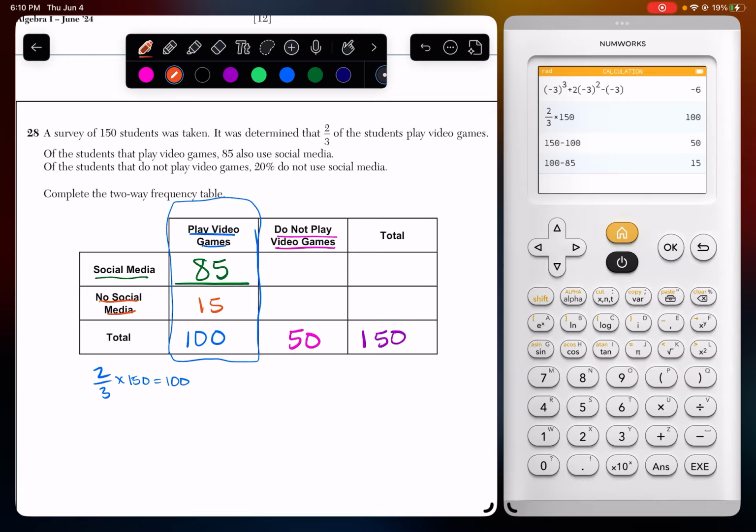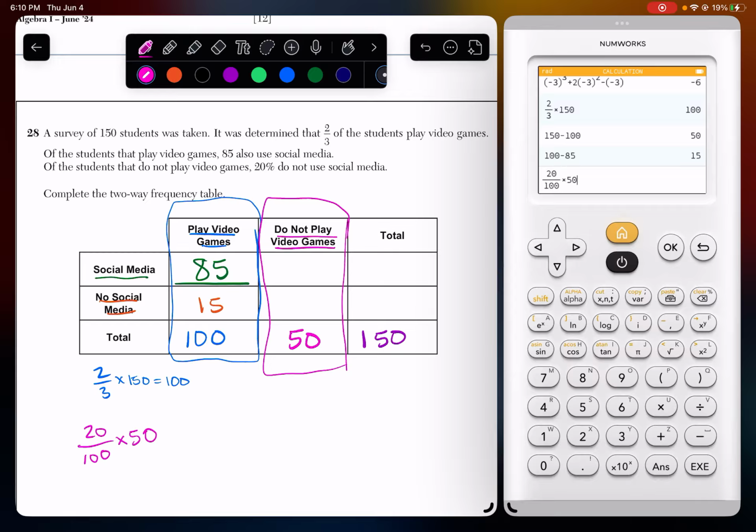And then the next thing they tell me, of the students that do not play video games, so now I'm looking at this column, 20% do not use social media. So for percent, I need to remember that 20% means 20 out of 100. So 20 out of 100, and I'm talking about the second pink column, so I'm going to do 20 out of 100 times 50.